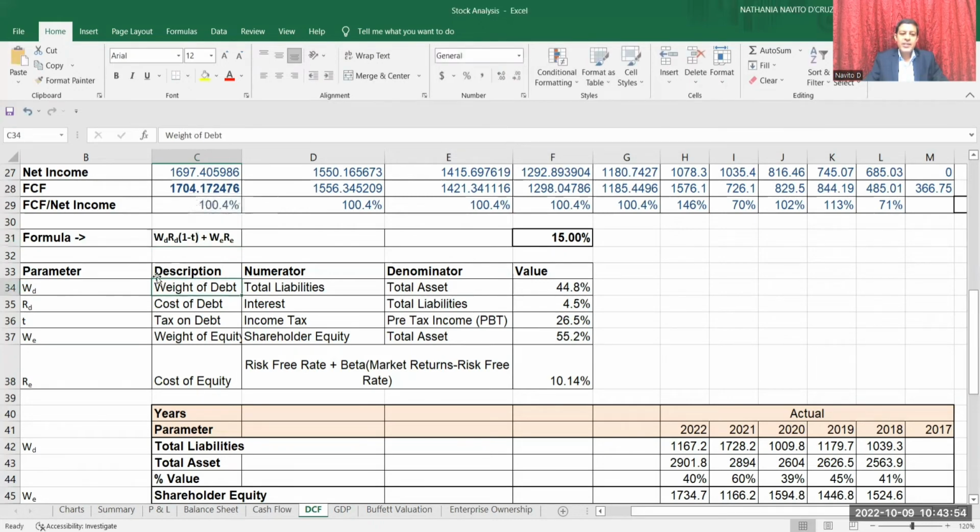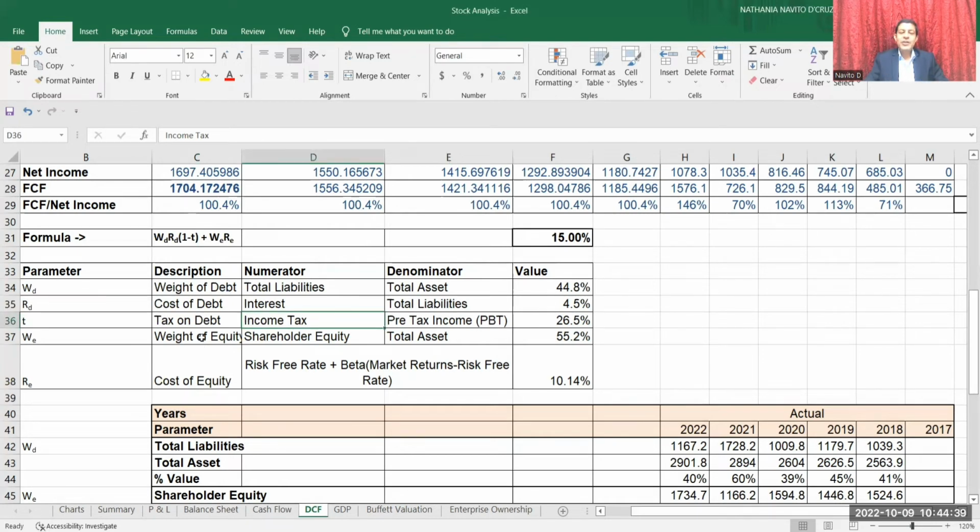Now as we see here in the table, we have all the parameters which I've already explained. The first parameter is the WD, weight of debt. Here we take the total liabilities of the company and divide it by the total assets of the company. Then we have the total cost of debt. How do we determine the cost of debt? We see how much interest the company is paying on the debt. We take the interest and divide it by the total liabilities. Then we have the tax rate. We get the tax rate by taking the income tax of the company, how much tax the company is paying, and then dividing it by the pre-tax income of the company.